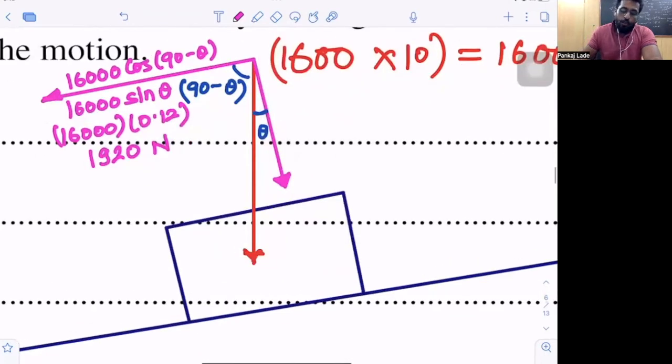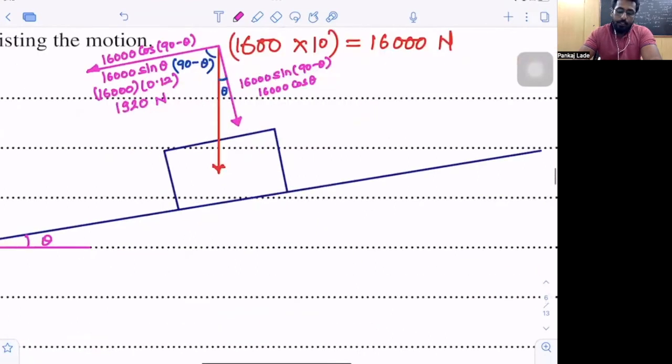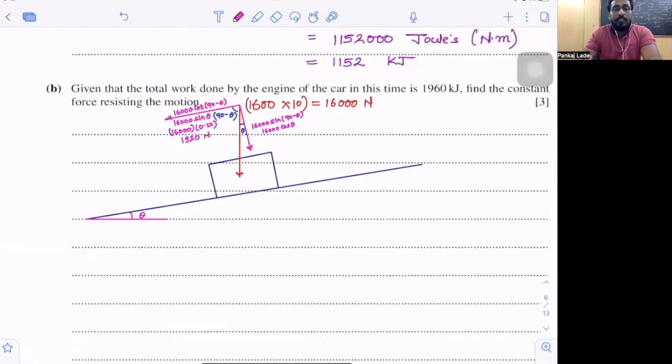So I've got this component, and likewise I'll have the vertical component. So this component is going to be 16,000 sine of (90 minus theta), right? So that becomes 16,000 cos theta. If I need this value, I'll get it later. So at this moment, just leave it that way. So that's 16,000 cos theta, the vertical component.